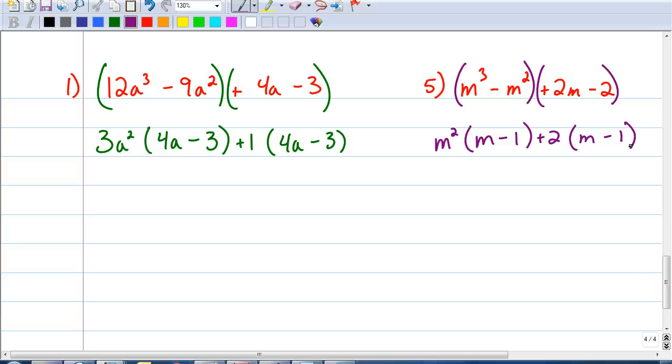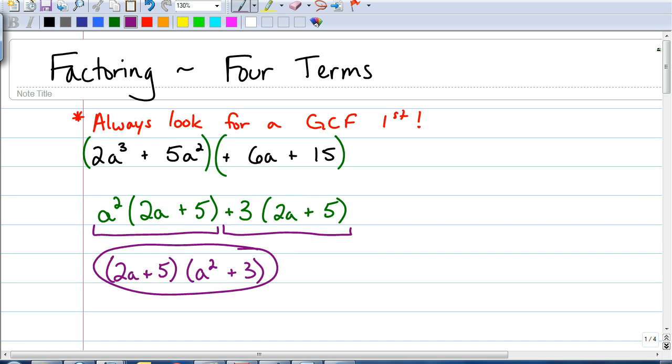So hopefully you have an idea of how to factor when you're dealing with 4 terms, but just like we said at the beginning, always make sure you look for a GCF first, because if it is possible, that's going to make your factoring all that much easier.